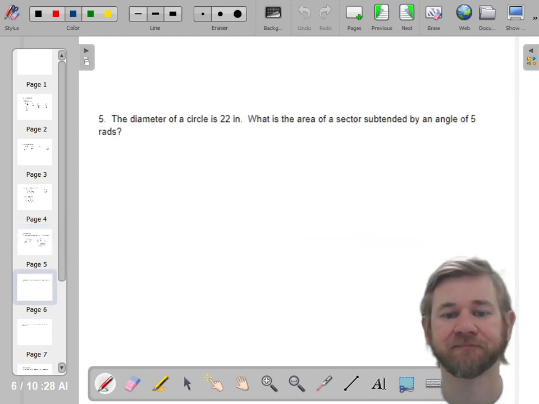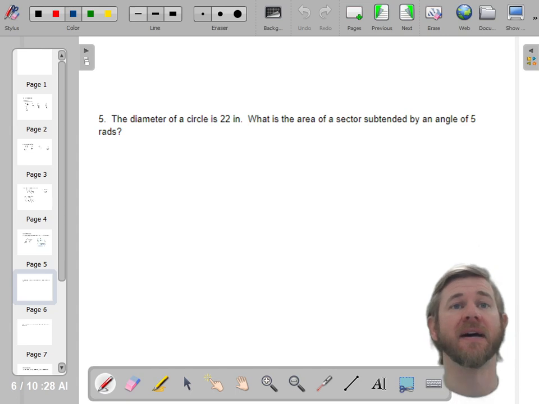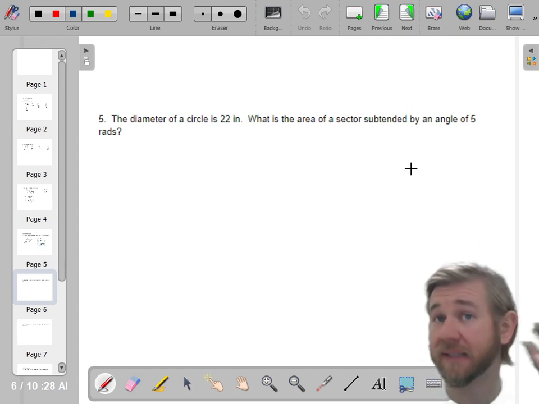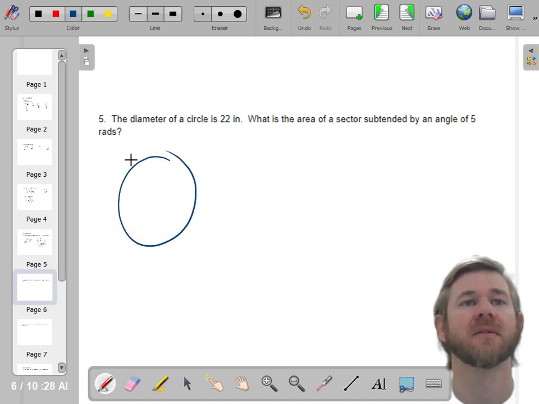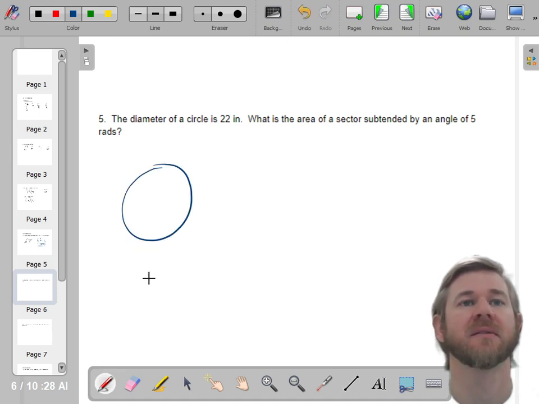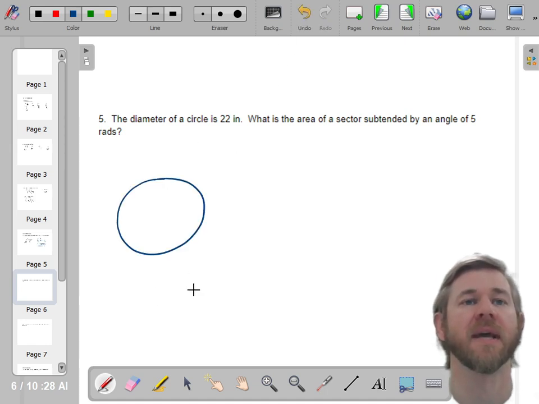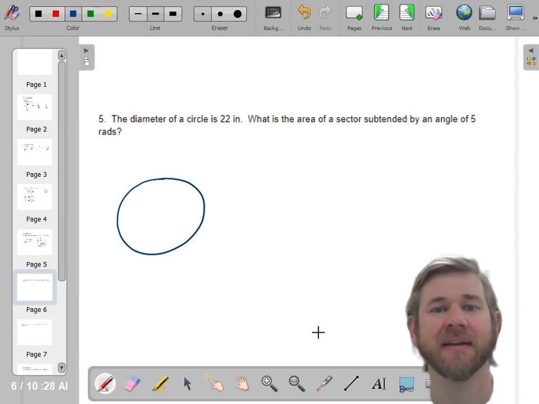Nothing too fancy. Let's try another one. The diameter is 22. What's the area of a sector that is 5 radians? So let's draw a circle. Okay, it's not the best circle. Let's do one more try. Okay. I can get a good one. Hey, all right. That's not great, but it's fine.